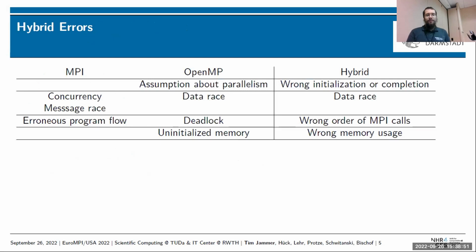So we have different classes of errors, some that originate from MPI, so to speak, some that originate from OpenMP, and then we combine those to get the hybrid classification.